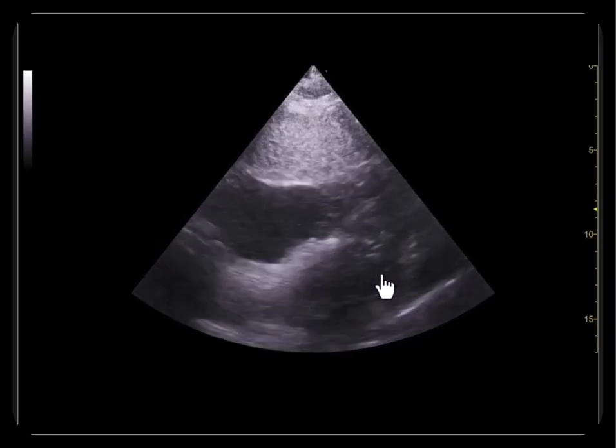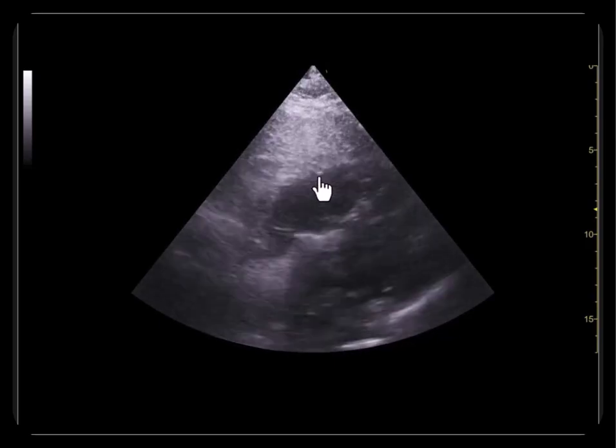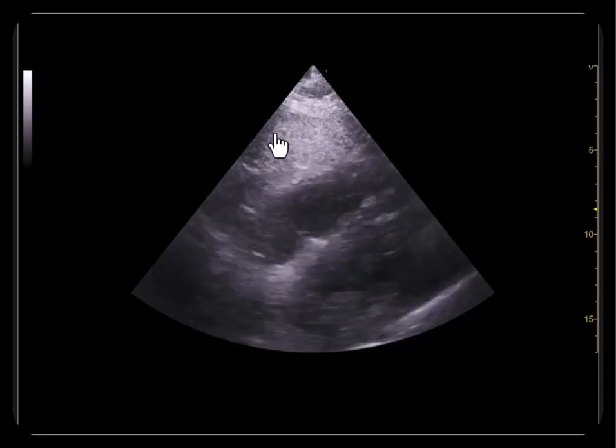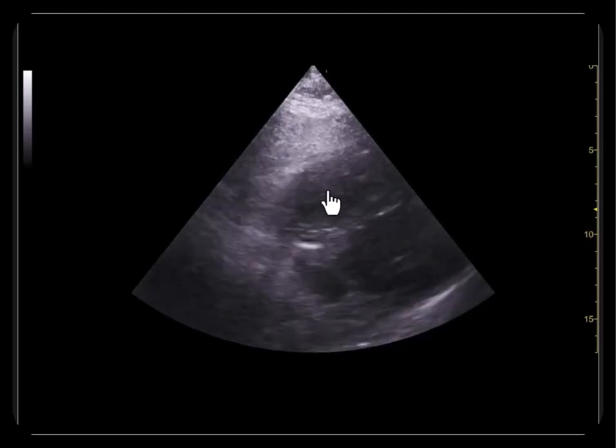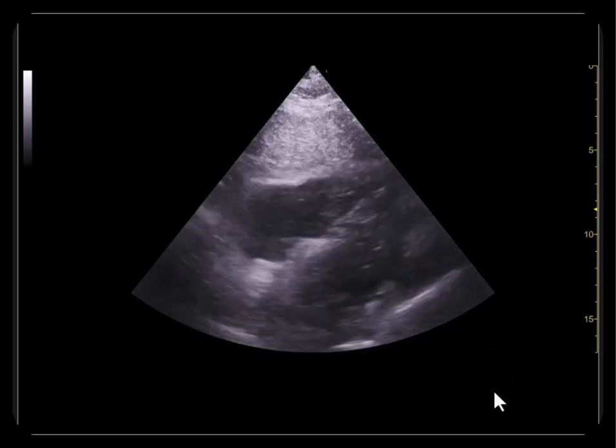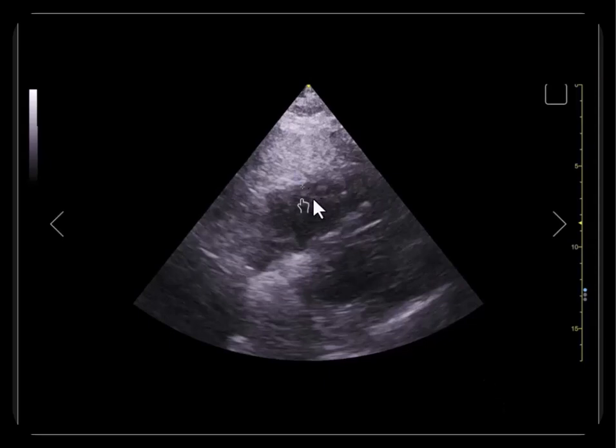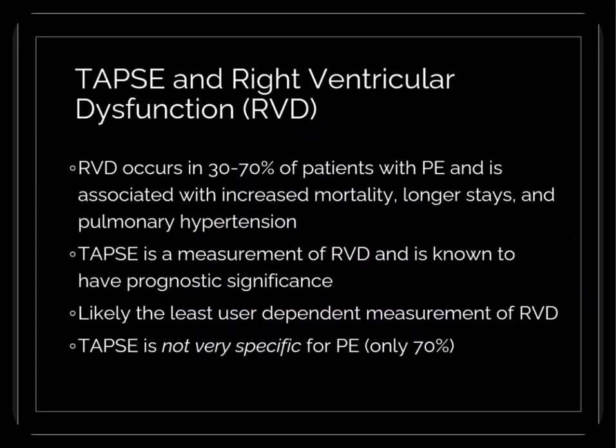Now here's a more difficult example where, because of the brightness associated with the RV free wall, it's a little bit more difficult to see and differentiate it from the liver. But we might as well give you real life examples because this is what you might encounter. So when you freeze this at end diastole, make sure that you zoom in. You can see without zoom, it's relatively difficult to see where to place the calipers, but this is the RV free wall, which is up adjacent next to the liver. And we want to make sure our caliper does not extend into the RV cavity, which is represented by this anechoic region.